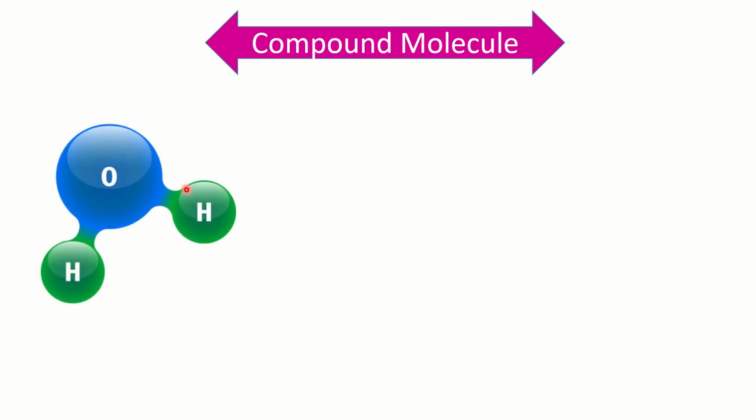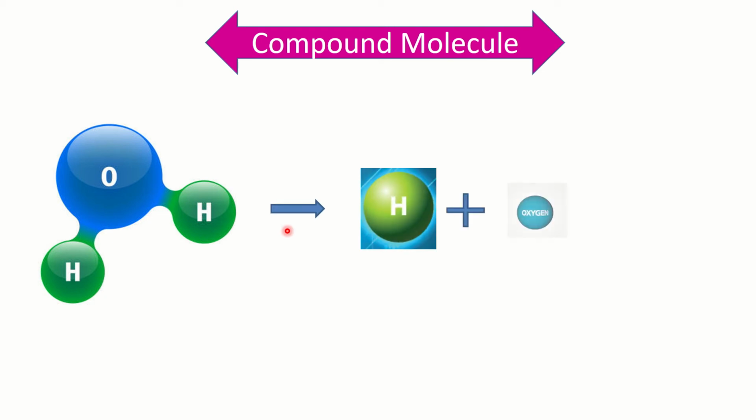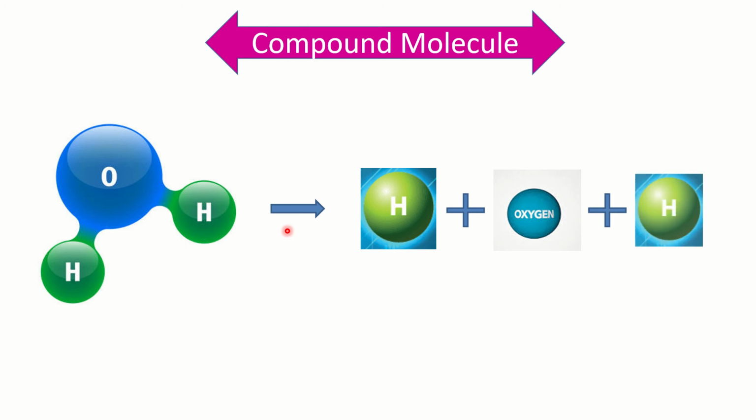And look, for example water, this is a compound molecule. When this water is broken, we will get 3 atoms of different elements. We will get a hydrogen atom, an oxygen atom and also a hydrogen atom. That means we will get 2 hydrogen atoms and 1 oxygen atom. Why? Because this is a compound molecule.